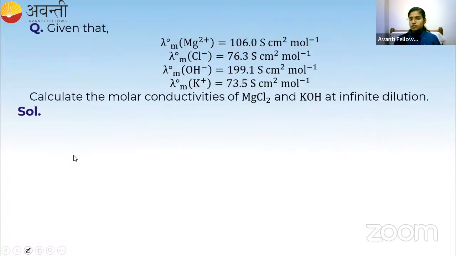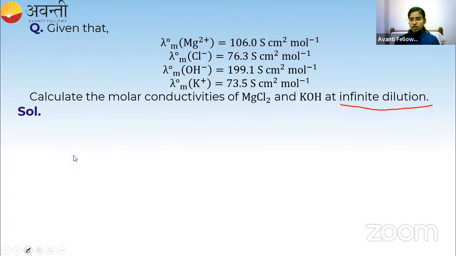So here is one question, where lambda m naught for 4 species are given and we are asked to find the molar conductivities of MgCl2 and KOH at infinite dilution. If you find something like infinite dilution in your question, Kohlrausch law should come into your mind. It is applicable only for the system at infinite dilution. Now how to find out for MgCl2 and for KOH from the given 4 values?